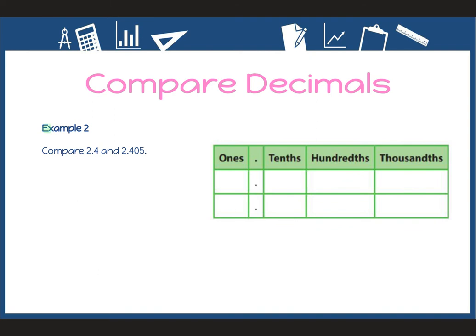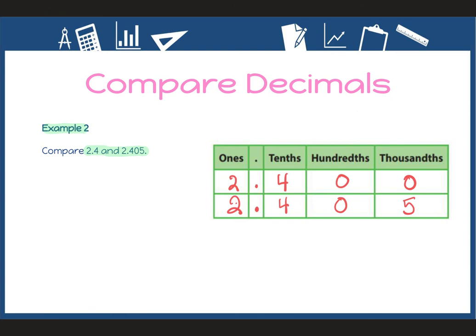Here's the second example. For this example, we're going to compare 2 and 4 tenths and 2 and 405 thousandths. Again, I'm going to place my numbers. I have 2 ones and 4 tenths in my first number. My second number has 2 ones and then 4 tenths, no hundredths, but it has 5 thousandths. If there's nothing in a place value, when we look at the decimal portion of the number, we can just add 2 zeros here. So we know that 2 and 400 thousandths is less than 2 and 405 thousandths.